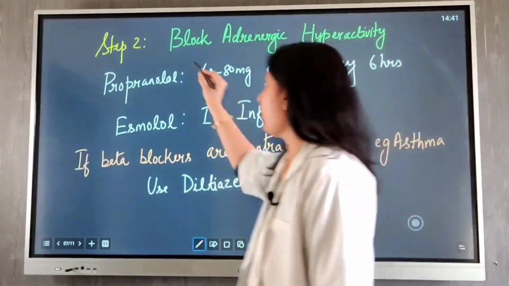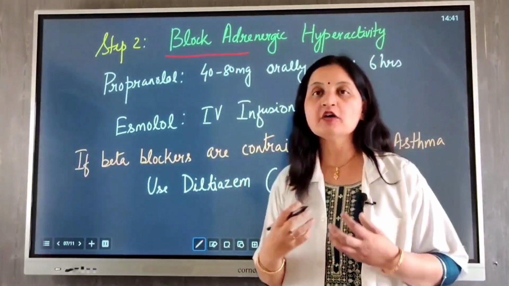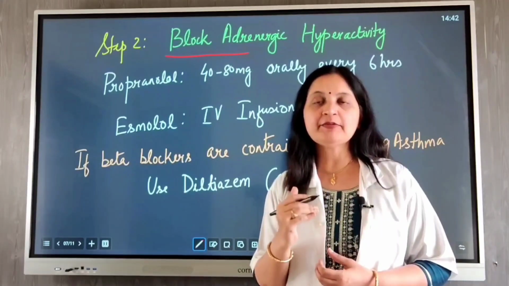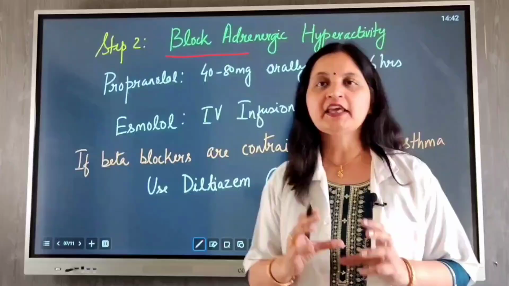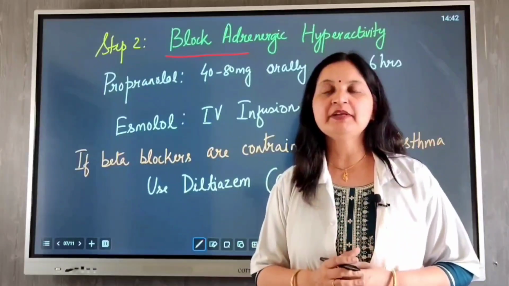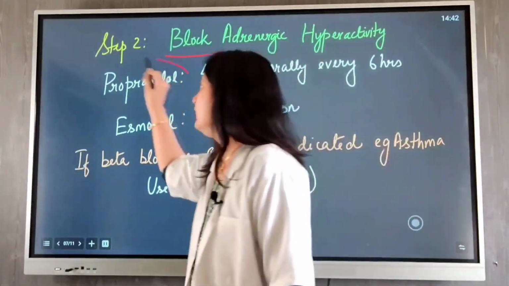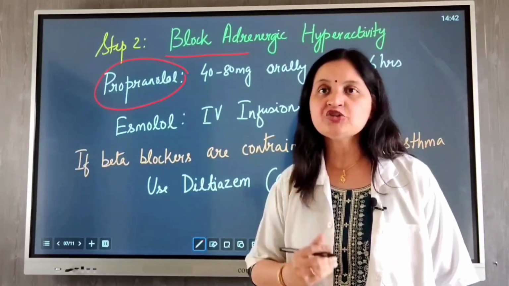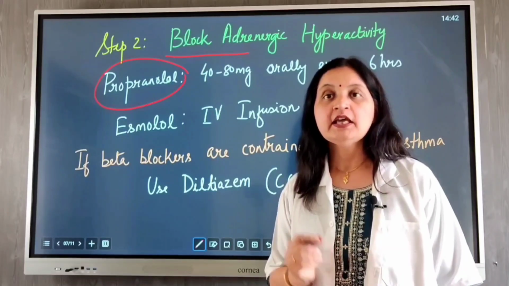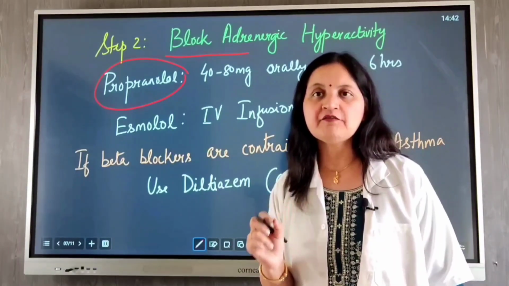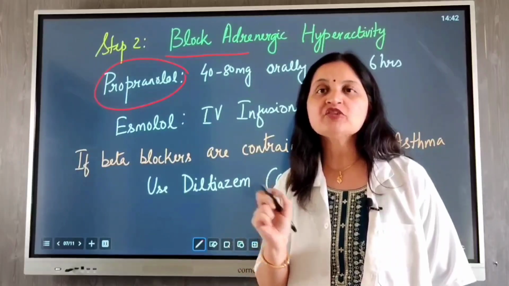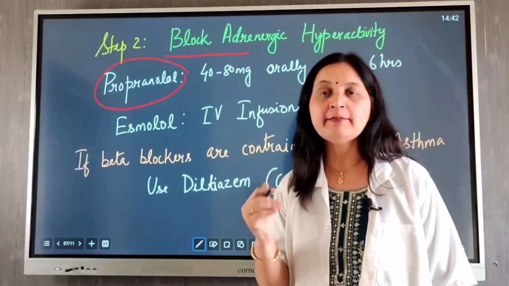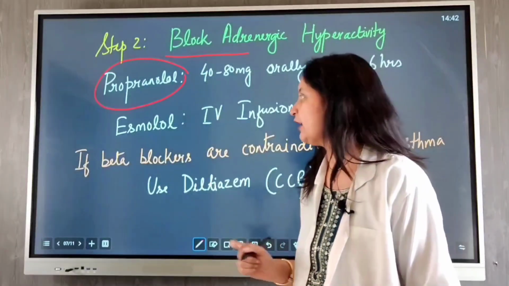The second step is to block adrenergic hyperactivity because there is excessive sympathetic stimulation. Inhibition of sympathetic activity is done by giving beta blockers. Amongst the various beta blockers that are available, propranolol is preferred in the treatment of thyrotoxic crisis because in addition to blocking the beta adrenergic receptors, it also inhibits the peripheral conversion of T4 to T3, which is the active form of thyroid hormone. So it decreases the levels of T3, helps to control the symptoms of hyperthyroidism.